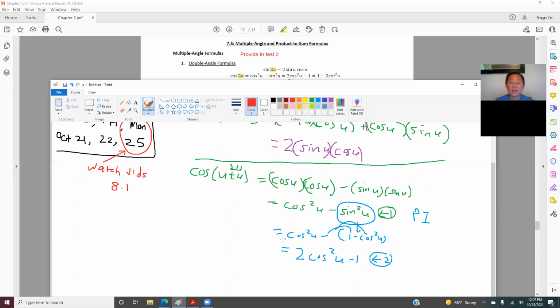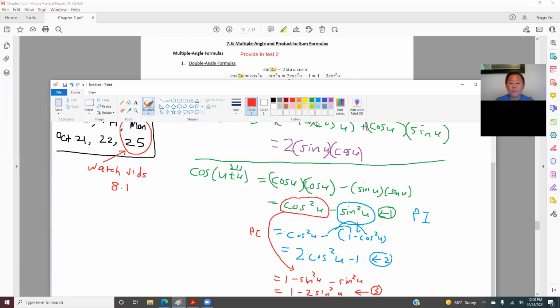And then the last one is you take this and you apply the Pythagorean identity. So you will get 1 minus sine square u. And then don't forget, we still have a minus sine square u at the back. So this is a Pythagorean identity. You get 1 minus sine square u, and then minus sine square u. If you combine these two, you will get 1 minus 2 sine square u. And this is the third formula. So we got 3 formulas for cosine 2u.